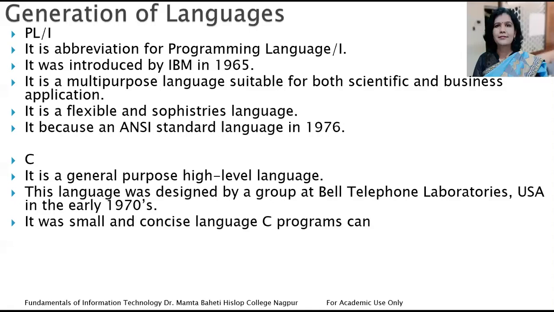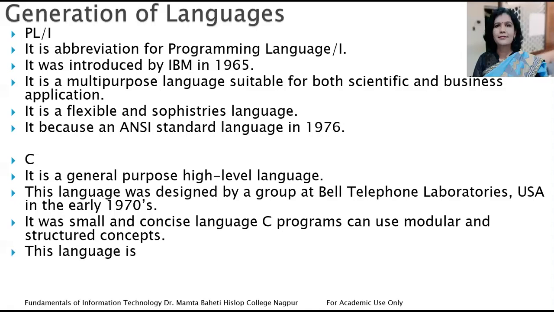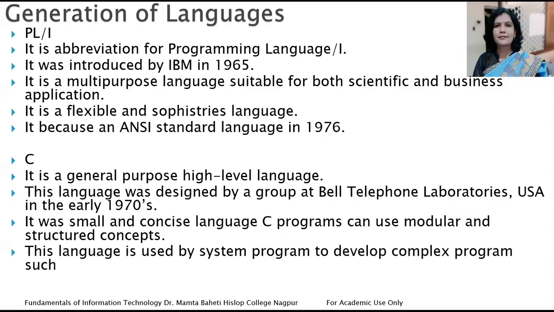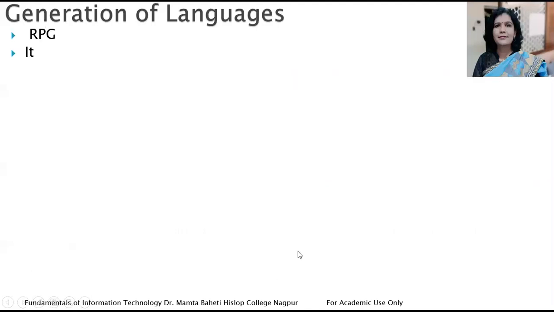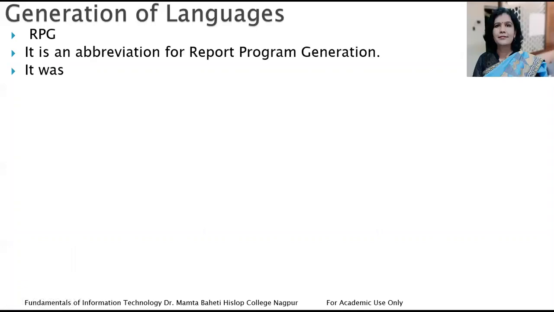It was developed by Dennis Ritchie, and this language was designed by a group at Bell Telephone in the 1970s. This language is used by system programmers to develop complex programs like operating systems. Many application programs can also be developed in it. Next was RPG, Report Program Generation Language.